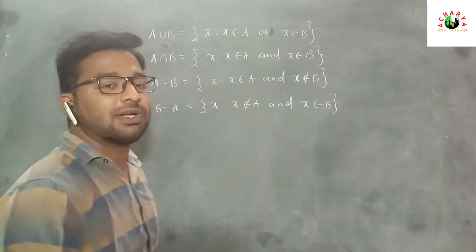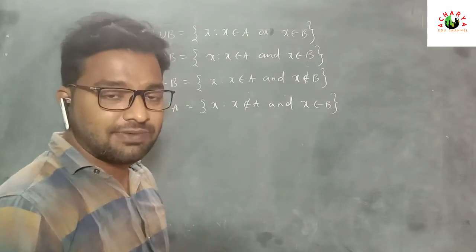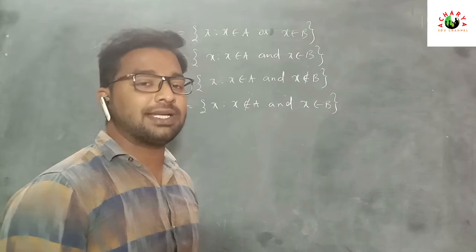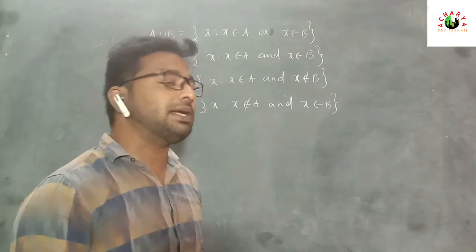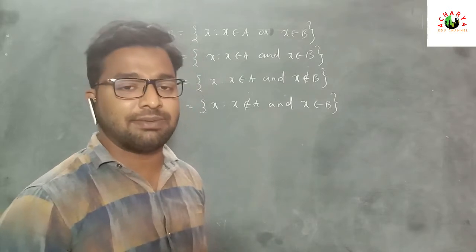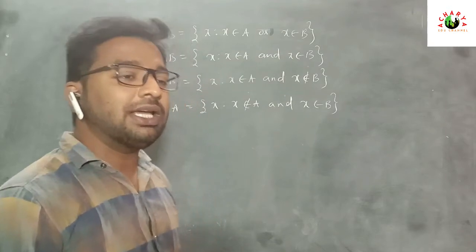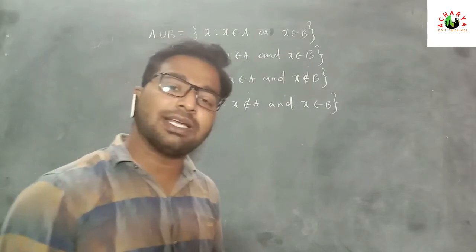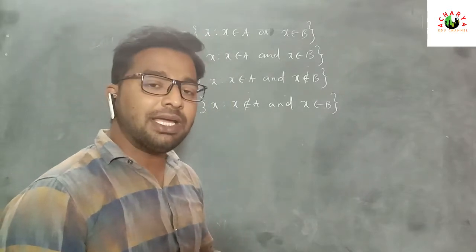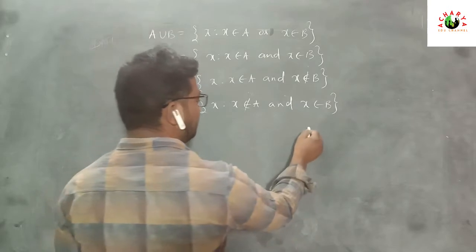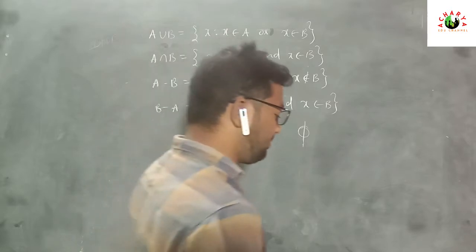So here I am asking one question. What is the intersection of disjoint sets? That is a null set. How can we justify it? Because there is no common element of set A and set B; only then can we call them disjoint sets. So finally, the intersection of disjoint sets is the null set, which is represented by the phi symbol.